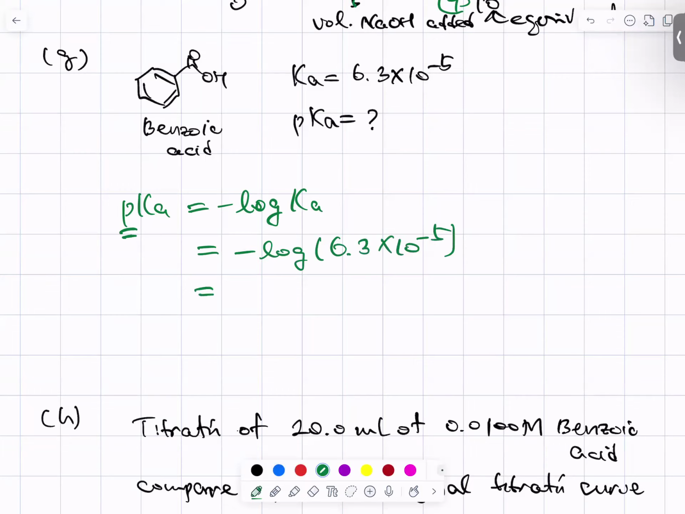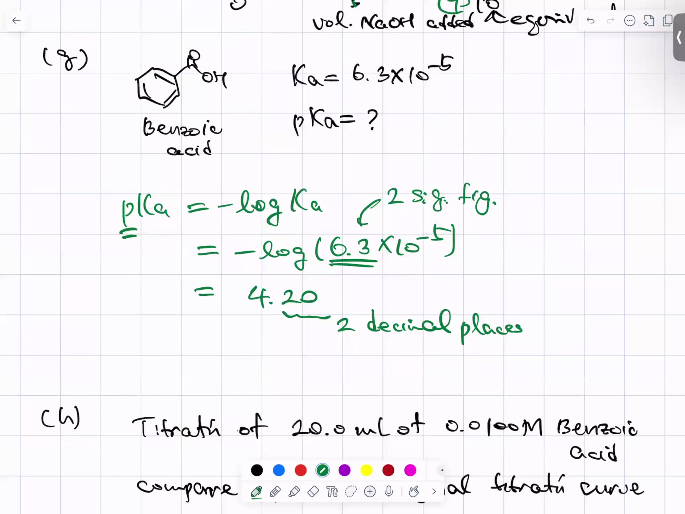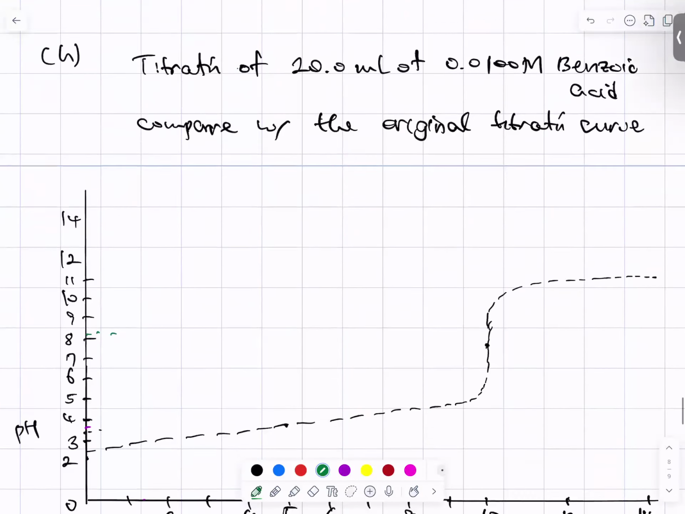When you write the answer, you need to think about the significant figures. Here, there are 2 significant figures, and the number of significant figures translates into the number of decimal places. So the value is 4.20, 2 decimal places. Usually it is a good idea, even when we are not sure about the significant figures, to write pH and pK values up to the second decimal. Now let's move to the final problem.